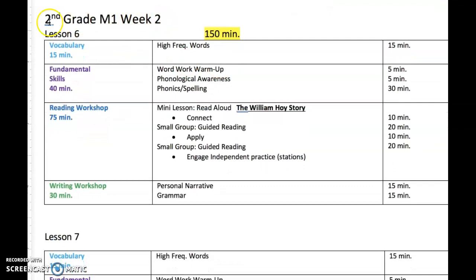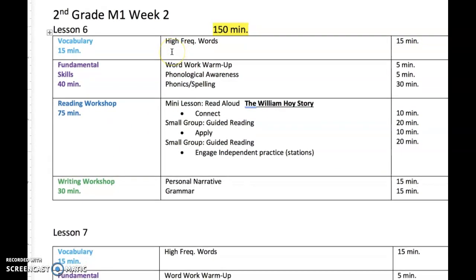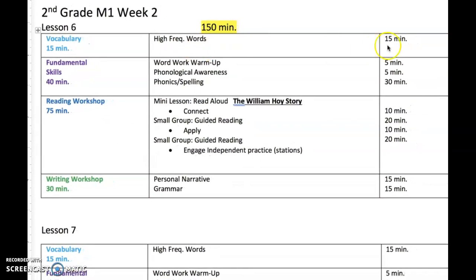I had second grade module 1, week 2, lesson 6. It's broken down into vocabulary, fundamental skills, reading workshop, and writer's workshop. If we take the vocabulary, give it a full 15 minutes, do the high frequency words in the word work wrap up, 15 minutes. Right after that, keep your transitions as short as possible, so your classroom management is going to have to be sharp. You have to rehearse that and get it as quick as you can.